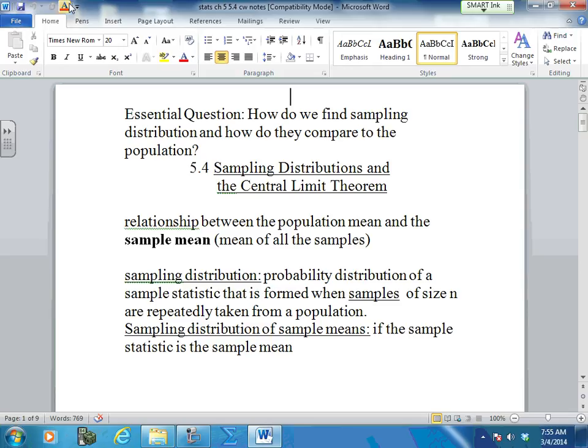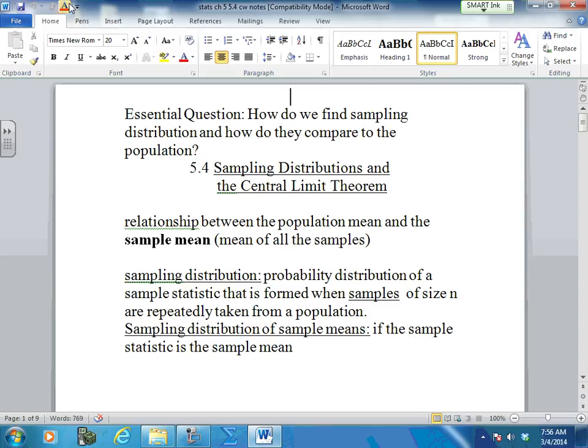So if you're getting one sample and you're basing your whole judgment on your one sample, you can have an invalid sample, or a sample that's not quite so representative of your population. So in this section, what we do is we do multiple samples. And from those multiple samples, you take the mean from those samples, called the sample mean.